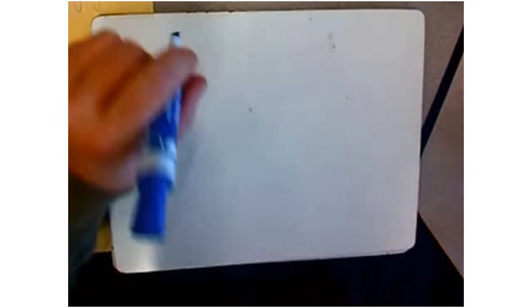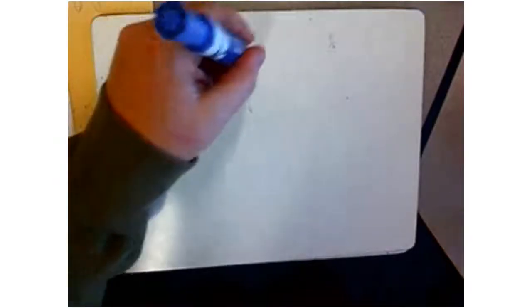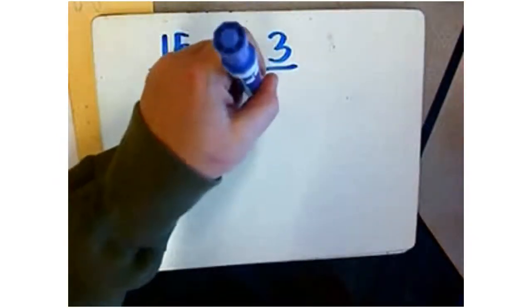So we're at Example 3 in the middle of page 351. It says to solve 15 over 35, 15 is to 35 as 3 is to 2x plus 1.